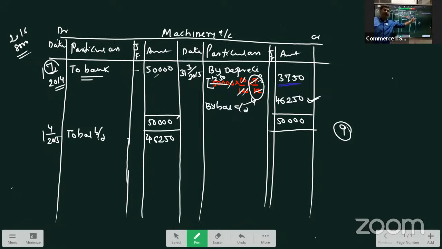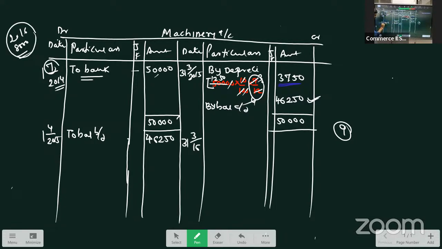Any confusion regarding 3,750? I repeat, if it would have been purchased on the first day of the financial year, we would have provided 50,000 into 10 by 100, that is 5,000. But since the asset is purchased in the month of July, I have calculated depreciation from July to March, which comes to 9 months, and into 9 by 12 would get us 3,750. Now this year will end on 31st March 2016. This is the date when we have sold the asset.